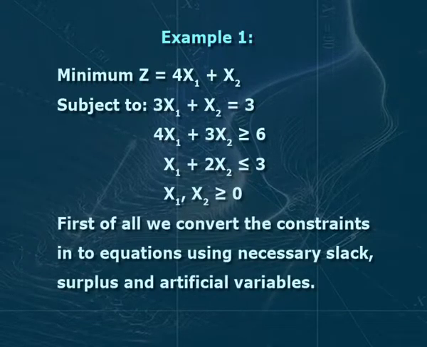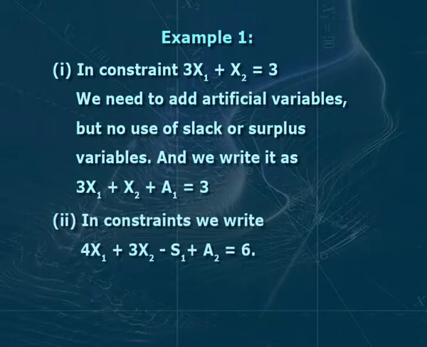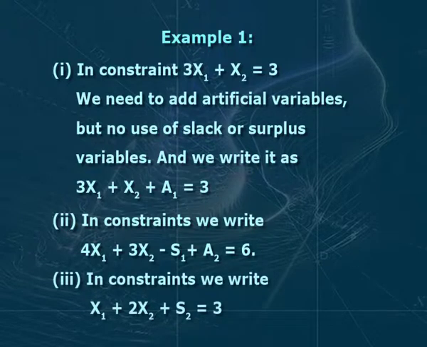First of all, we convert the constraints into equations by using necessary slack, surplus and artificial variables. Let us see the first constraint 3x1 plus x2 equal to 3. Here we need to add an artificial variable, but no slack or surplus variable, and we write it as 3x1 plus x2 plus a1 equal to 3. From the second constraint, we write 4x1 plus 3x2 minus s1 plus a2 equal to 6, and from the third constraint, we write x1 plus 2x2 plus s2 equal to 3.